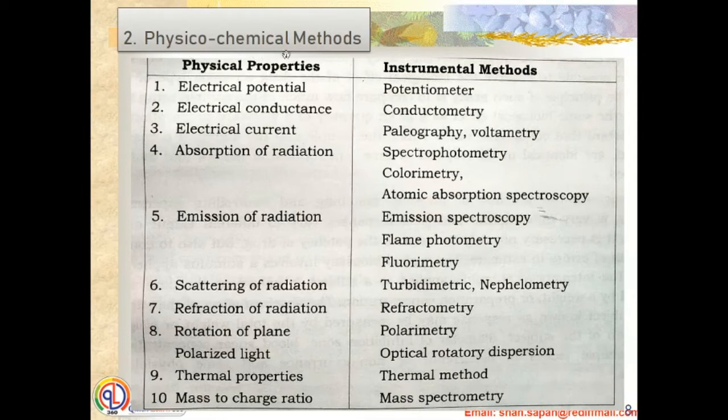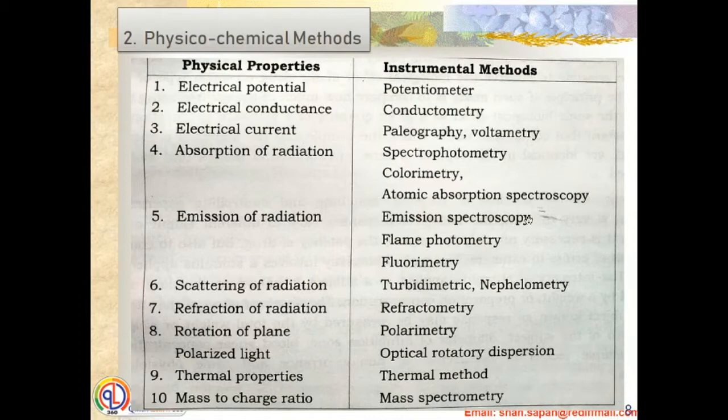Now the second is the physicochemical methods. The physicochemical methods are of various types like potentiometry, conductometry, polarography, voltammetry, spectrophotometry, colorimetry, atomic absorption spectroscopy, emission spectroscopy, flame photometry, fluorimetry, turbidimetry, nephelometry, refractometry, polarimetry, optical rotatory dispersion, thermal methods of analysis and mass spectrometry.